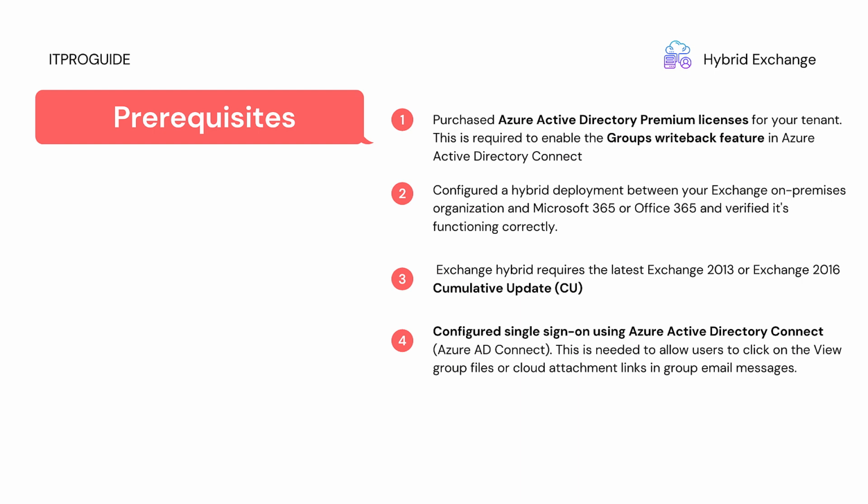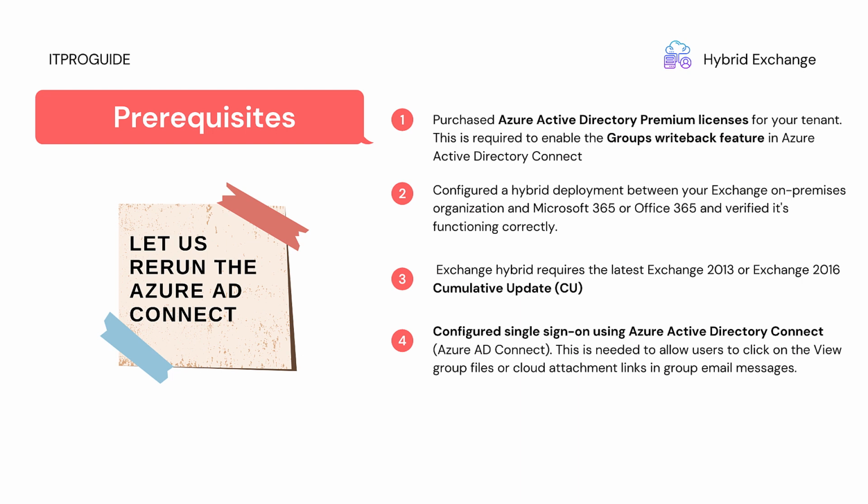Then you need to have an installed supported Exchange version, that is Exchange Server 2013 CU11 or 2016, but it is always recommended to go with the latest cumulative update for Exchange Server. Then you need to configure single sign-on in Azure AD Connect. If you didn't configure the group write back feature or your Azure Active Directory single sign-on, we can do this by rerunning the Azure AD Connect setup. We need to allow single sign-on so that users can click on the view group files or cloud attachment links in group email messages.